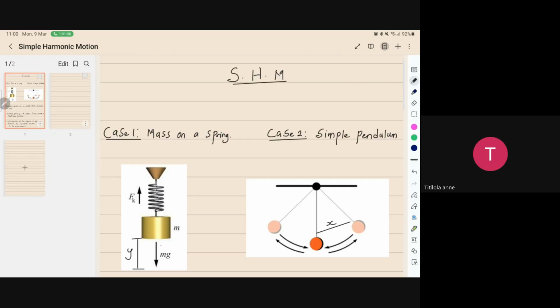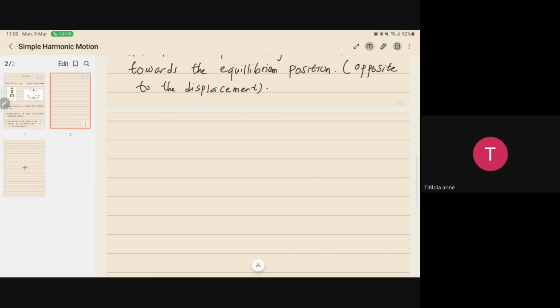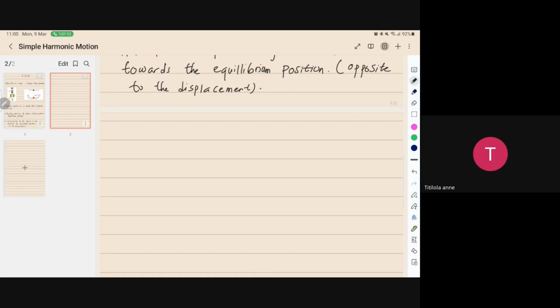Now, the next statement I want to make is regarding what I said, that the acceleration is directly proportional to the displacement. Acceleration is directly proportional to the displacement.